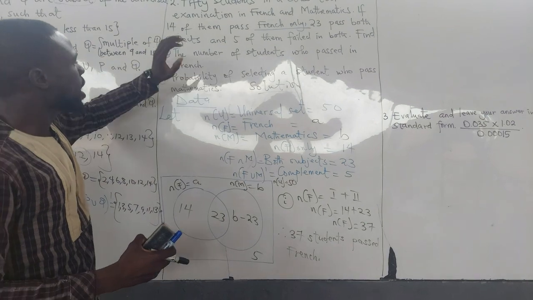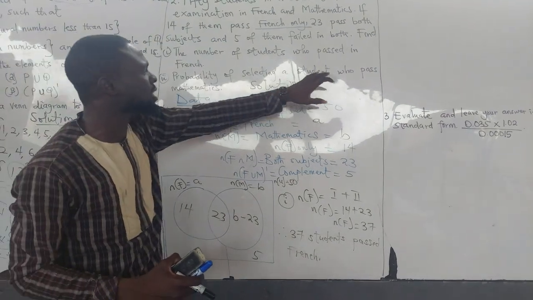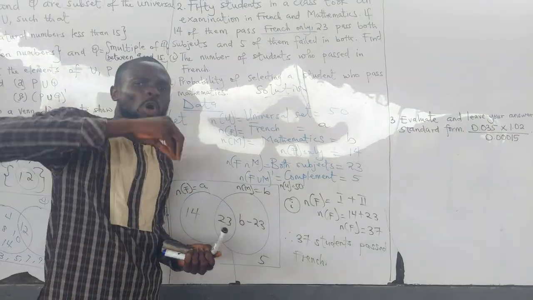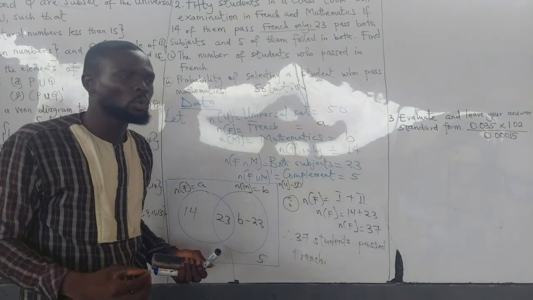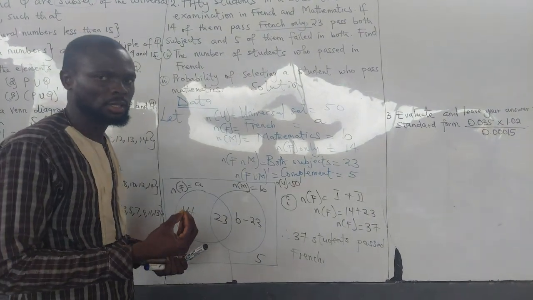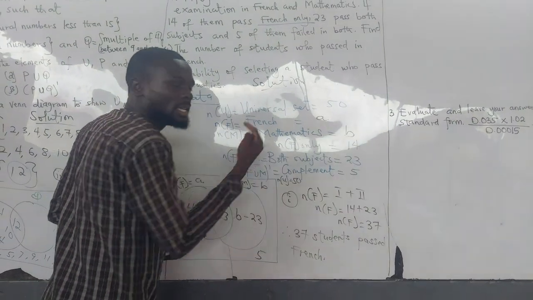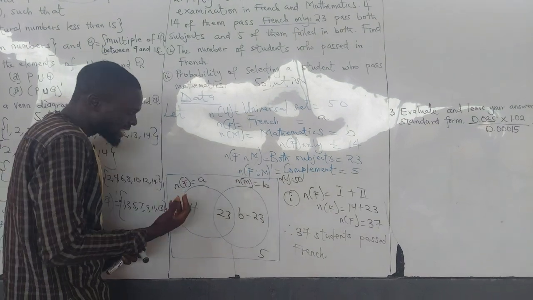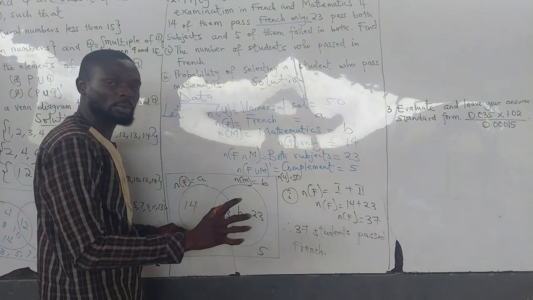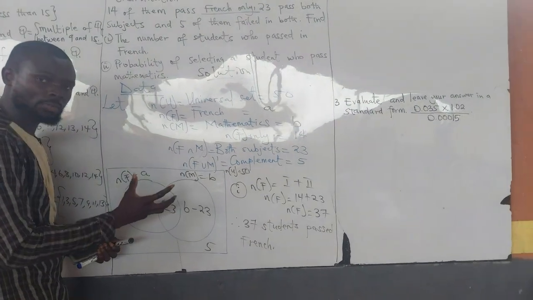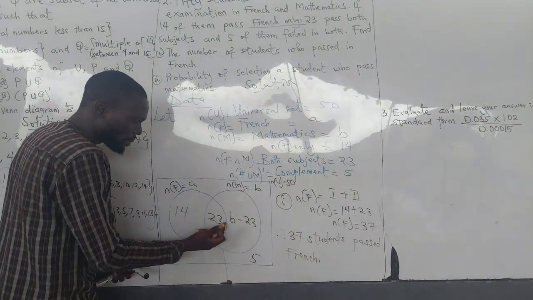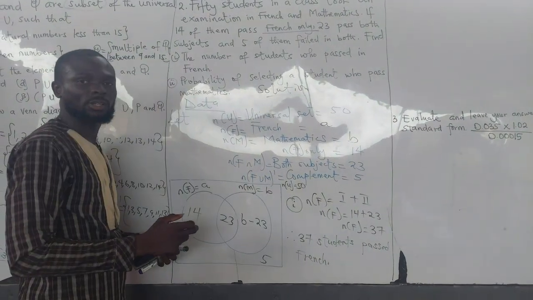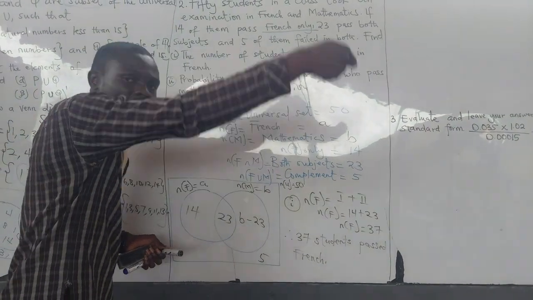The II says, find the probability of selecting a student who passed mathematics. We want the probability. But before we can get the probability of those who pass mathematics, we have to know those who pass mathematics. And those who pass mathematics, they are the B. So it means we have to solve for this B. So how do we solve for B? Since B happens to be the only variable in the equation or in the diagram, we can solve for B by saying this region plus this region plus this region plus this is equal to the universal set. And that will help us to solve for the B.